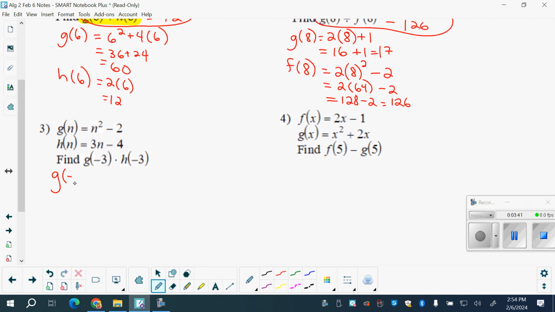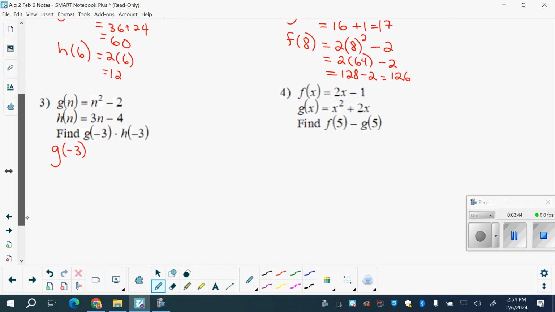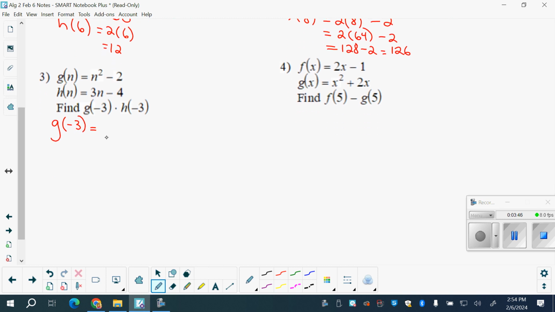Okay, next one, we're going to find g of negative 3 times h of negative 3. So let's first find g of negative 3. And when I put that in, I put parentheses around the negative 3. Do I need to put parentheses around the negative 3 before I square it? Yeah, otherwise I get a different answer. Without that parentheses, it's a different answer. So we want to take negative 3 quantity squared, which is what?